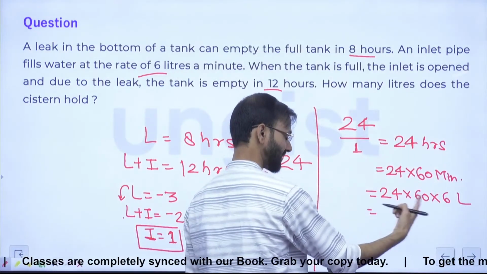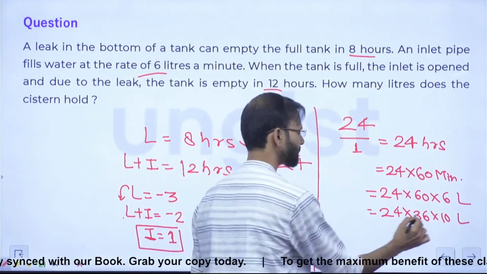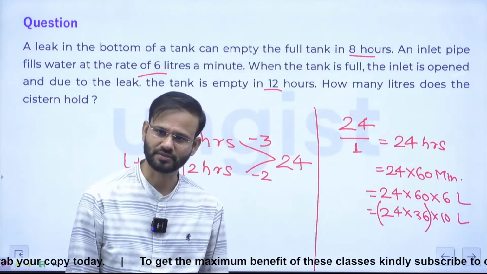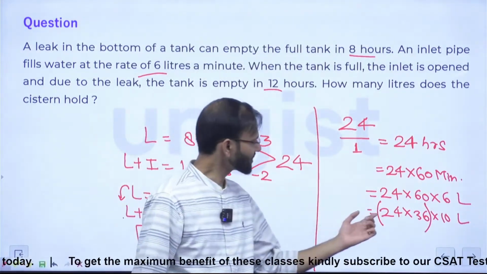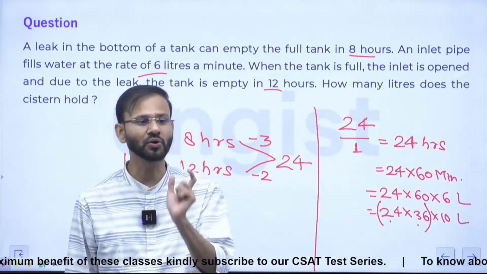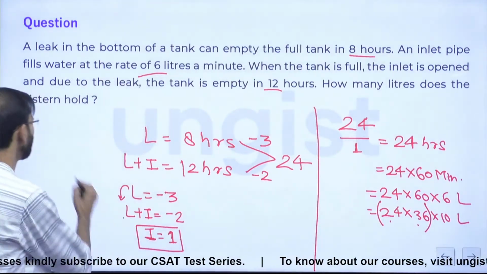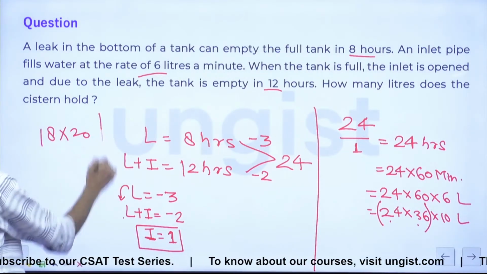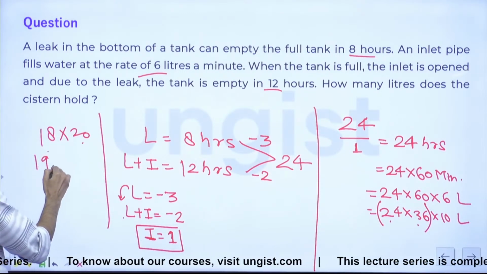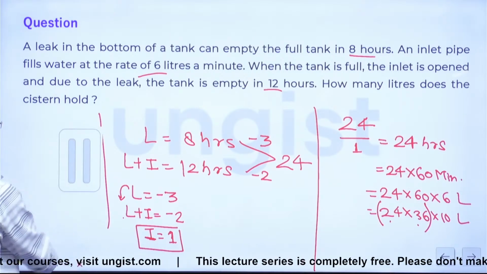Guys, it is a very interesting number. 24 into 36 into 10 liters. Guys, clear? Now this is 24 into 36, which is 30 minus 6, 30 plus 6. Always try to check when you are multiplying two numbers, if both are even or both are odd. Then you can find their average. Let's say 18 into 20, guys. Here both are even. What is the average of these two numbers? 19. So this is 19 minus 1 and this is 19 plus 1.